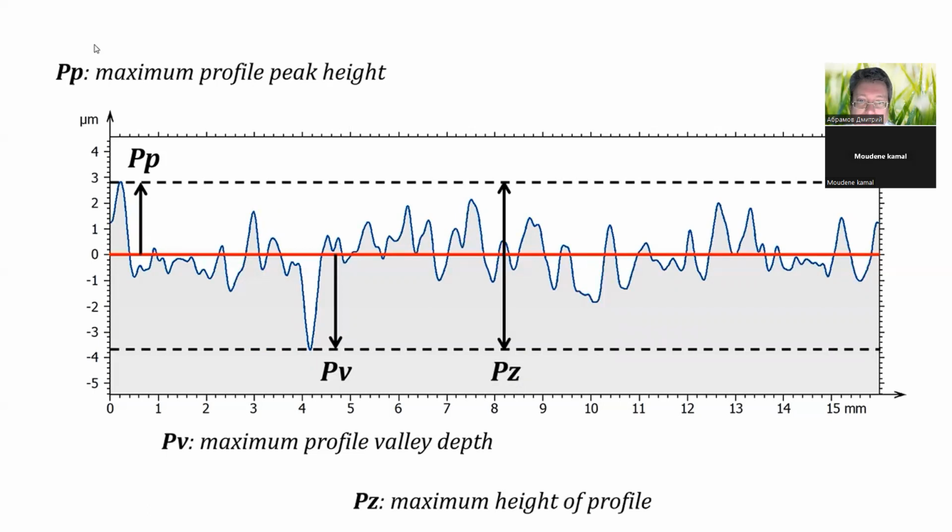Then, the vertical distance between the highest peak and the deepest valley defines parameter Pz and is called maximum height of the profile. This parameter is a first evaluation of the amplitude of texture. However, it is very sensitive to outliers, extreme peaks or valleys that are not significant in terms of function of the surface.